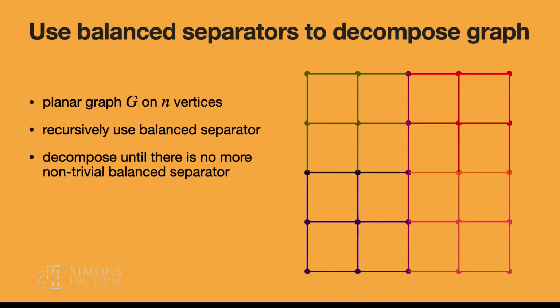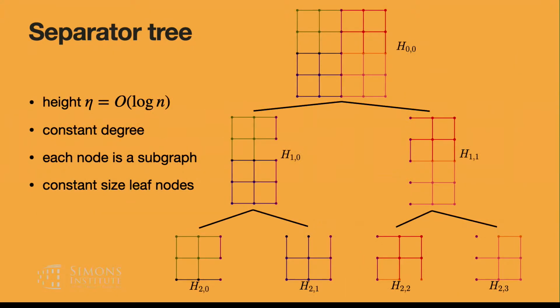So, for example, one balanced separator could be the third column in the middle, because when you remove these vertices, you get two halves that are balanced. By applying this separation recursively, we can get what we call a separator tree.